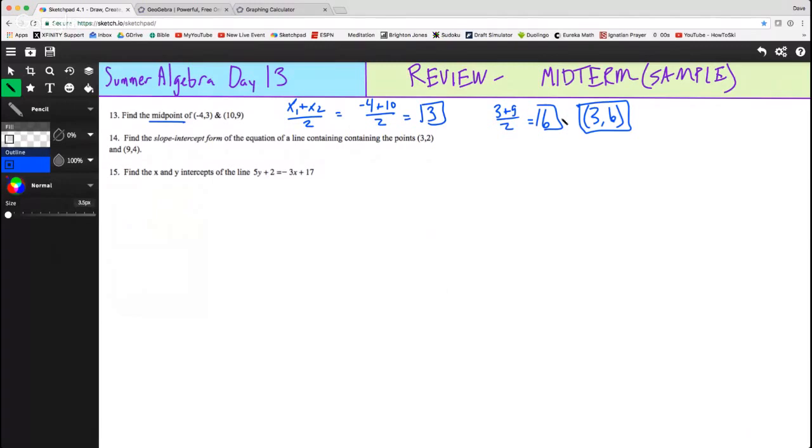All right, find the slope-intercept form of the equation of a line containing the points (3, 2) and (9, 4). Now, this is a little bit more involved.